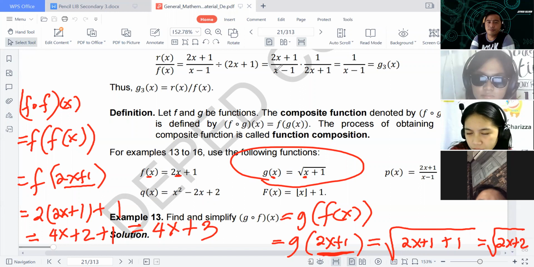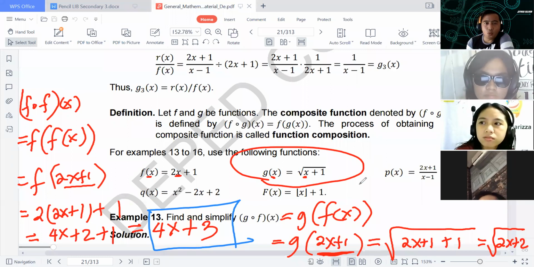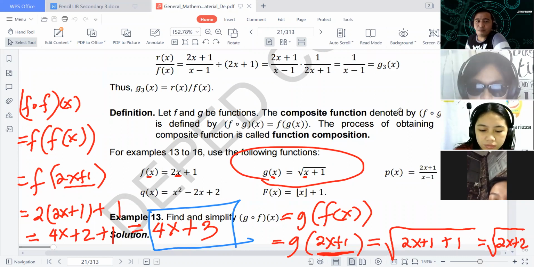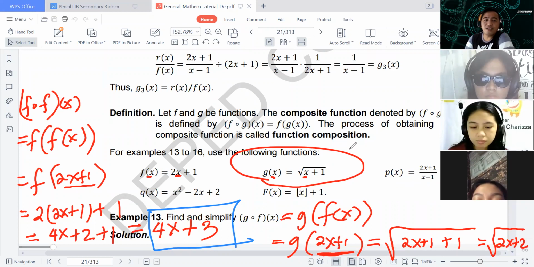Question. Did everyone understand? Cleared? Good. Okay, I want you to type 1 if you understand this composition of function. Kindly type 0 if you did not understand. Mostly of you are typing 1. Very good. Okay, just simple as that. Okay, very good. I will give another example.